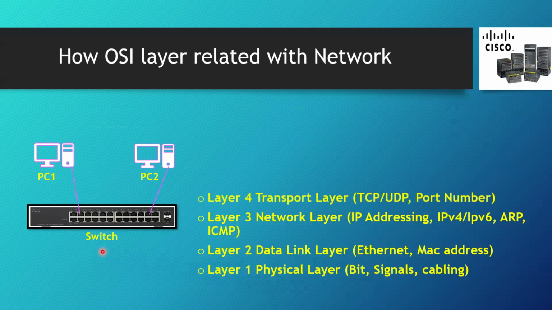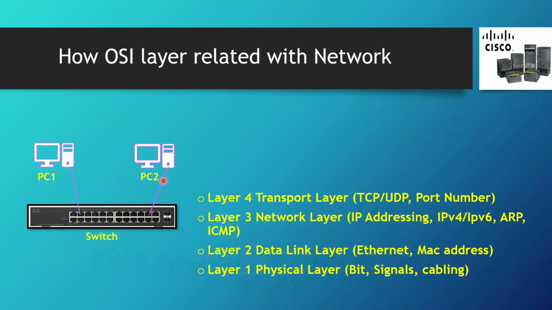So next layer, we have layer 4, which is transport layer. As part of transport layer, we have TCP, UDP, and port number. TCP and UDP stand for transmission control protocol and user datagram protocol. Their main job is to transport information from source to destinations.